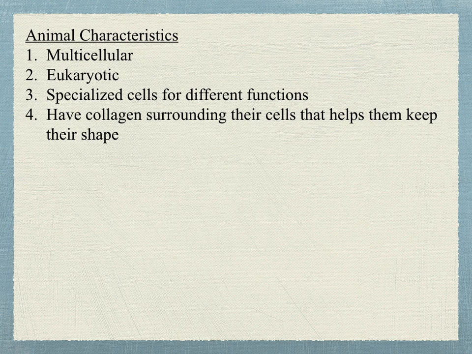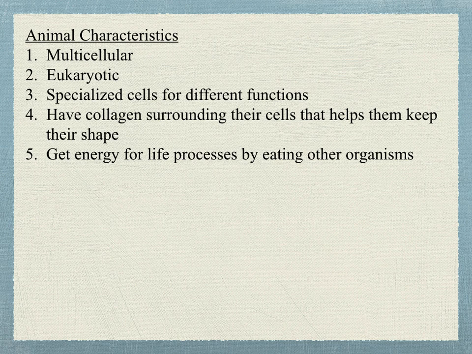The fourth characteristic of all animals is that they have collagen surrounding their cells. Now, collagen is a material that is tough but flexible. So this collagen helps keep the cells in the right shape, but it also allows for a little more flexibility in the cells than plant cells have or fungus cells have. That's why you're able to bend and move and all of that kind of stuff, because you have this collagen surrounding your cells that allows for that flexibility while still keeping the shape of the cell.